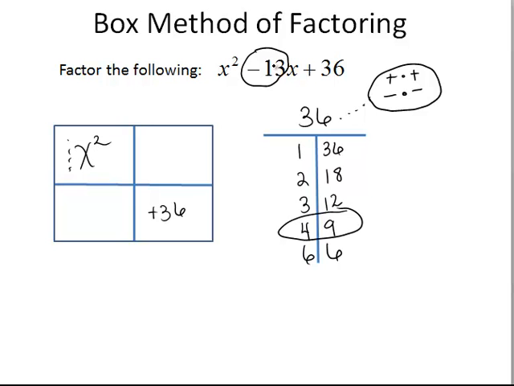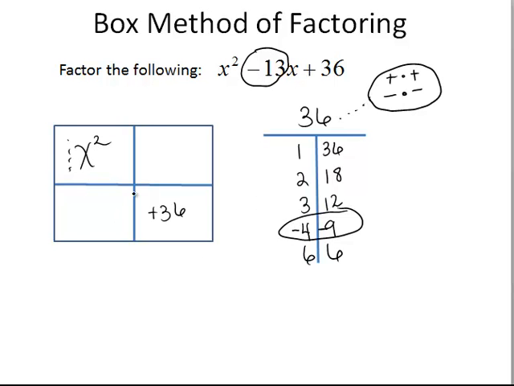Now, we have a negative 13 here. So obviously 4 plus 9, if they were both positive, would be positive 13. So that wouldn't work. But if we had a negative 4 and a negative 9 and we added those two numbers, we would get a negative 13. So this is what we were looking for.